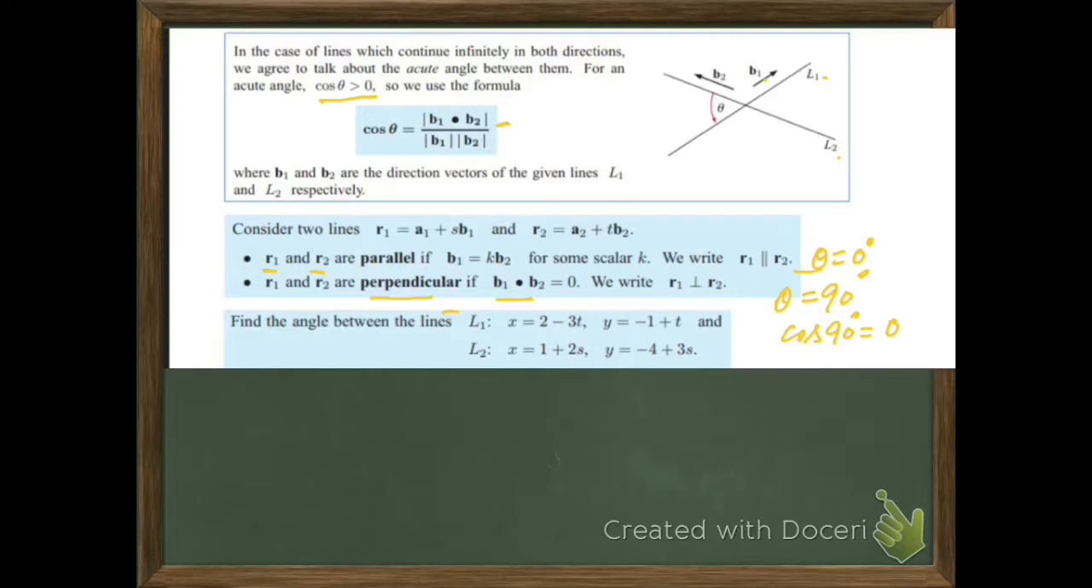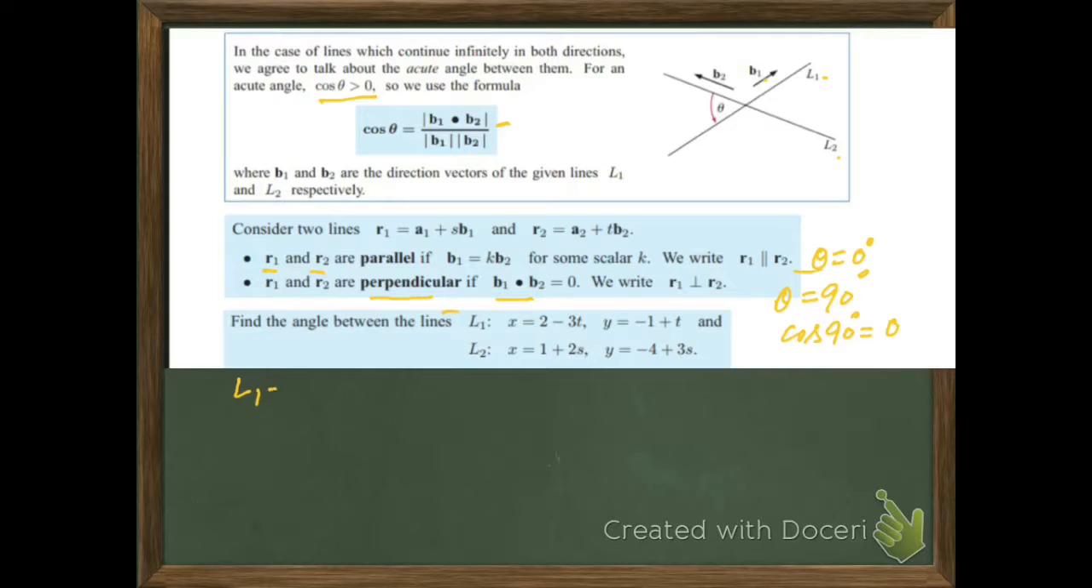Therefore the dot product should be 0, because the denominator cannot be 0. So only the numerator would be 0. So we'll see in the next example. Here you can see: find the angle between two lines. These lines are written in parametric form. We can convert them into another format.